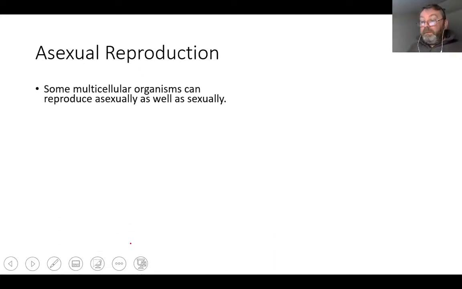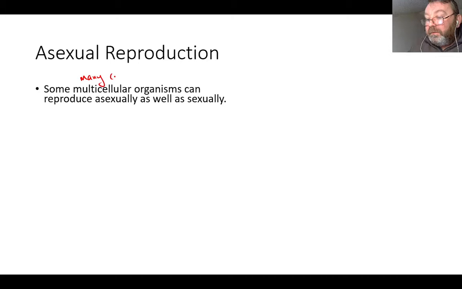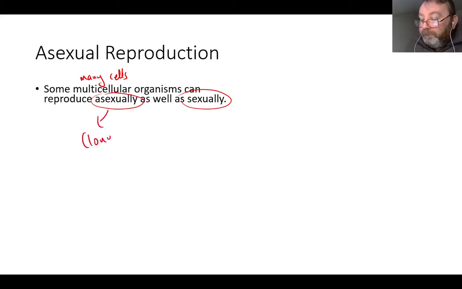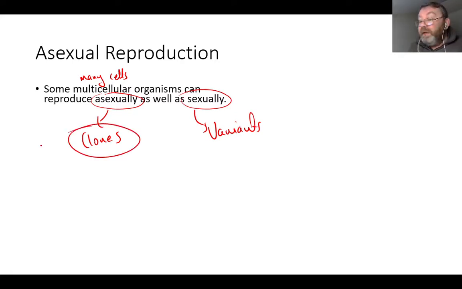Some multicellular organisms, and multicellular simply means many cells, can reproduce asexually as well as sexually. Let's pause for a moment. If an organism can reproduce asexually and sexually, what does that mean? It can produce clones and it can produce variants. So its offspring will be of two types: genetically identical offspring called clones, and genetically different offspring called variants.